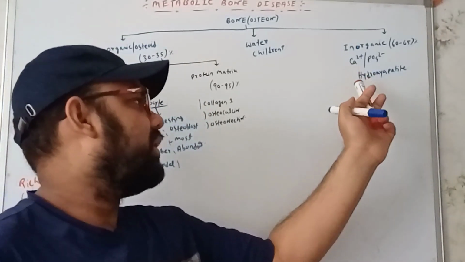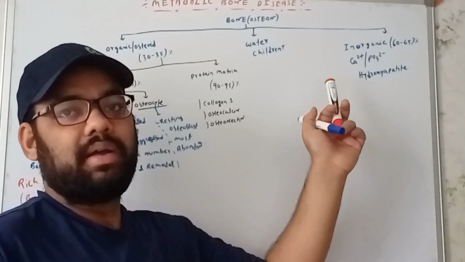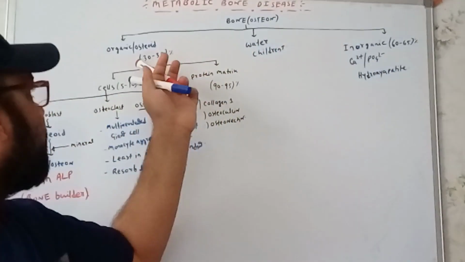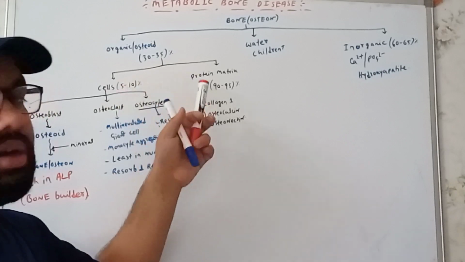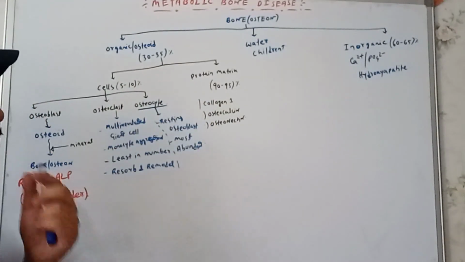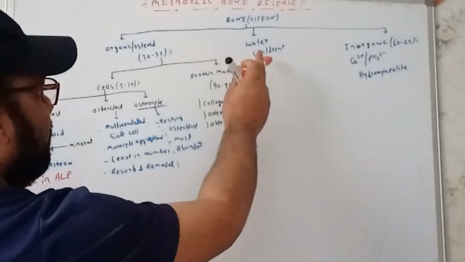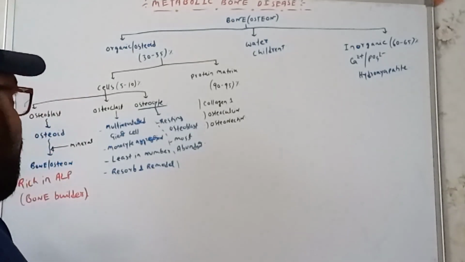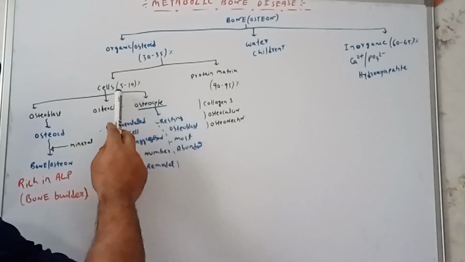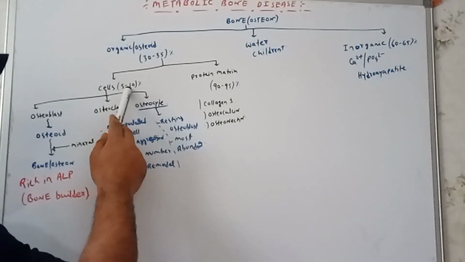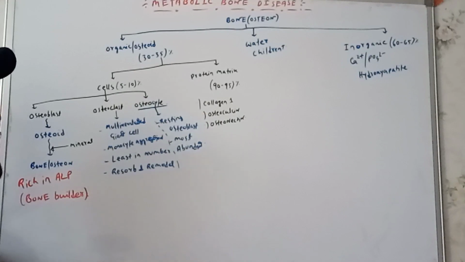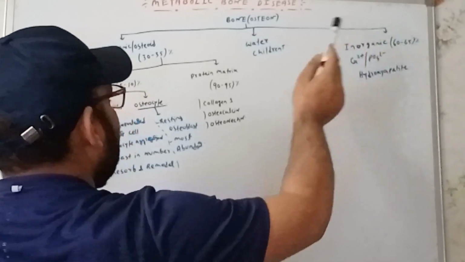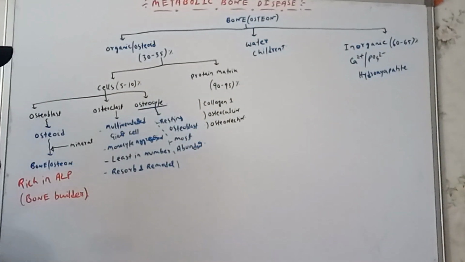Within the inorganic component, as you all know, there will be the salt of calcium and phosphate, the hydroxyapatite. In the organic part, we will see the cells and protein matrix. And of course, we will also see the water. The amount of water within the bone is more in children. Within the organic component, the cells will be about 5 to 10%, and the protein matrix about 90 to 95%. And here the percentages are also given: overall inorganic is 60 to 65%, and the organic is 30 to 35%.